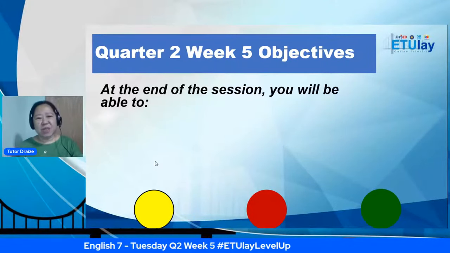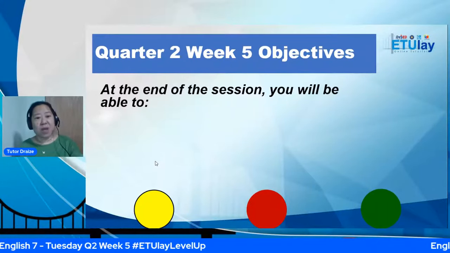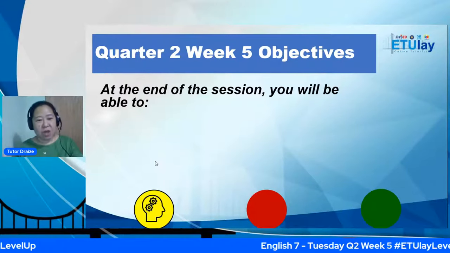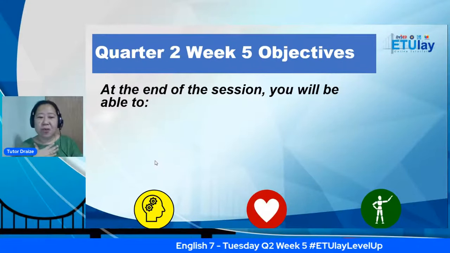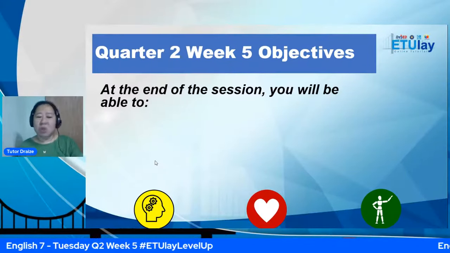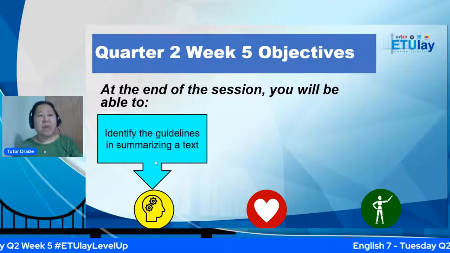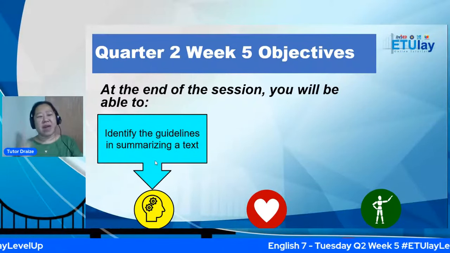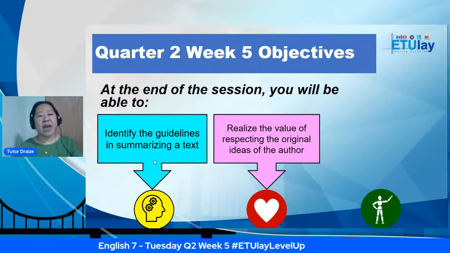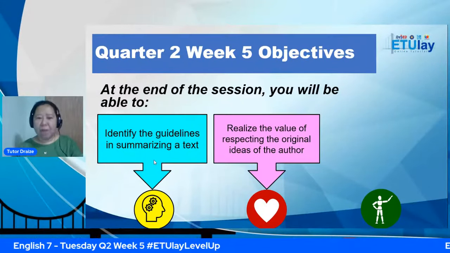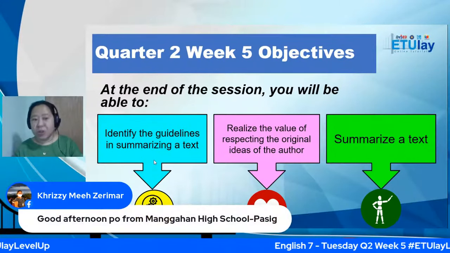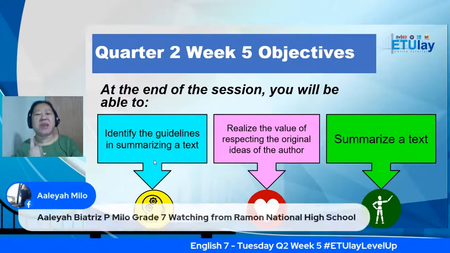So our objectives for this afternoon: at the end of the session, you will be able to do the following things. First is our objective for our mind, for our knowledge. Then we have our objective for the heart. And of course, we also have our objective for skills. Let's talk about the knowledge first. You will be able to identify the guidelines in summarizing a text. And then for the heart, you're going to realize the value of respecting the original ideas of the author. And for the skills, you're going to know how to summarize a text.